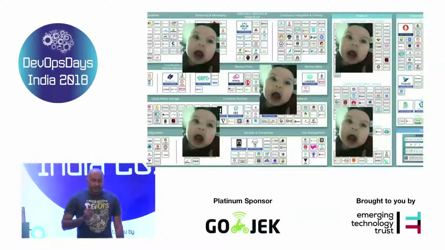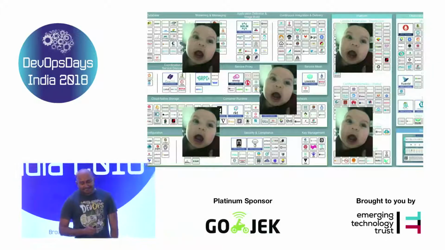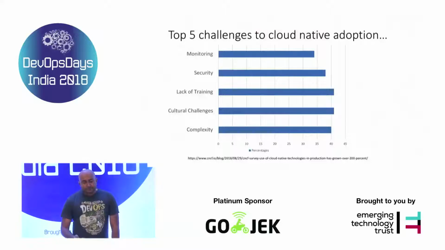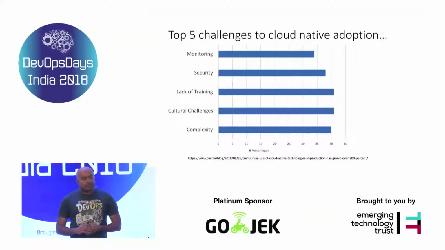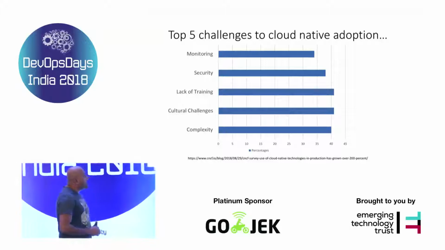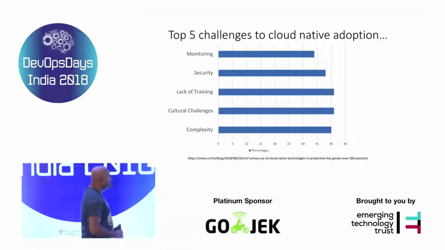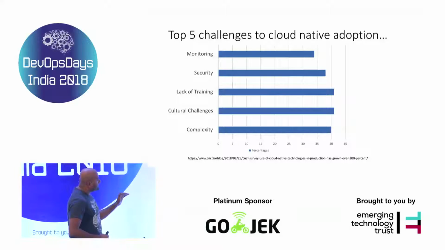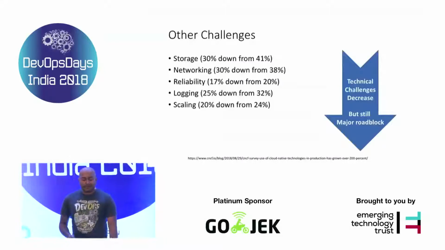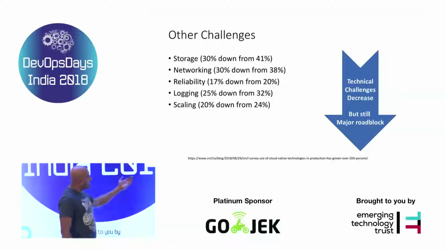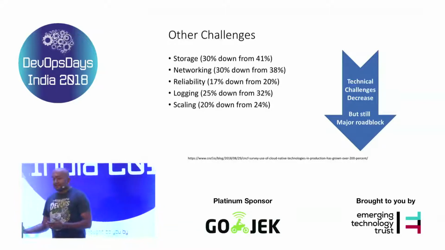And so where were we? Oh yeah, we were talking about the craziness in the ecosystem. So basically, the CNCF does a survey every year. They've done it a few years now, and some of the challenges that we have with cloud native adoption are monitoring, security, lack of training, some cultural challenges, and complexity. They did this the year before as well, and there used to be specific technical challenges like storage, networking, reliability, logging, scaling, all of that stuff.